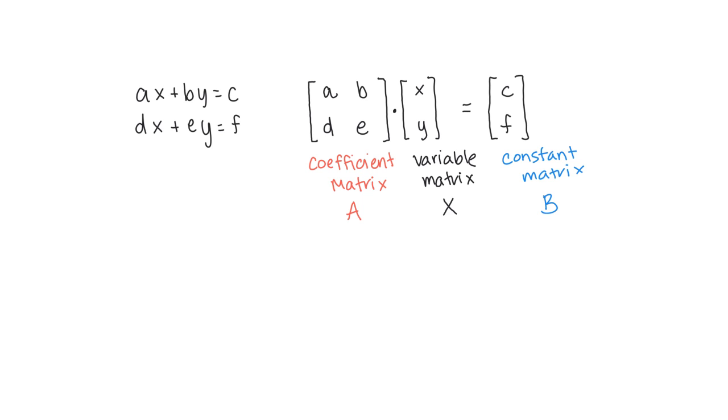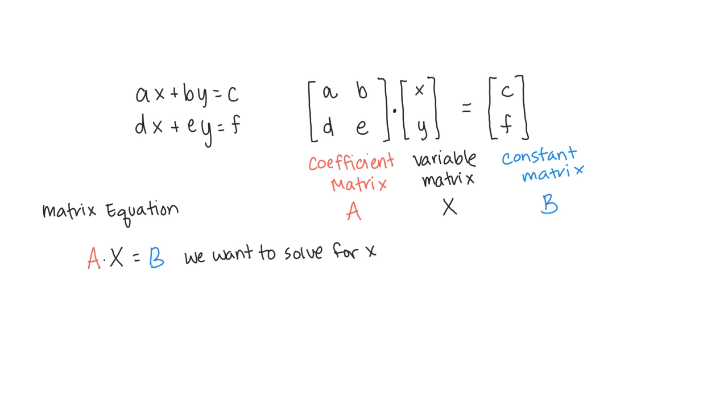So let's put these three matrices into an equation using the letters that represent them. So that's A times X equals B. This is our matrix equation. Now, when we're trying to solve a system, we're trying to solve for matrix X, right? We're trying to solve for X and Y. So we want to know what these two numbers are in this matrix.